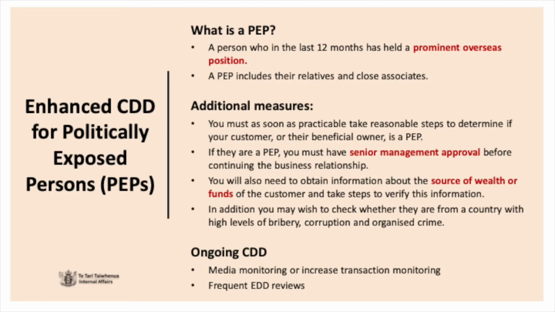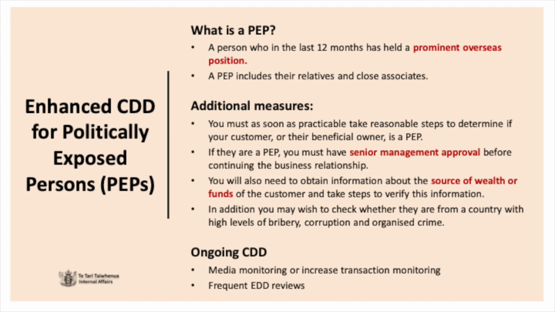Now that we have gone through the EDD for identity verification requirements, which is just one type of EDD, let's talk about other types and what additional measures are required. You are required to conduct EDD in accordance with Section 26 of the Act if you establish a business relationship with a PEP or a PEP seeks to conduct an occasional activity or transaction.